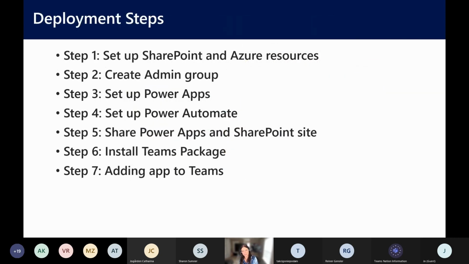After I have everything extracted, I'll prep everything, but there are some steps that you'd have to go through in the deployment. One of them is setting up your SharePoint and Azure resources, and you're going to do that by running a PowerShell script. Another one is you're going to create an admin group. You'll end up importing the Power Apps and configuring it. You're going to import the flows, so you're going to set up Power Automate flows. You're also going to have to share that Power Apps and SharePoint site with your users. And then the next step would be to install the Teams app or the Teams package and then add it to Teams. So there are steps to it.